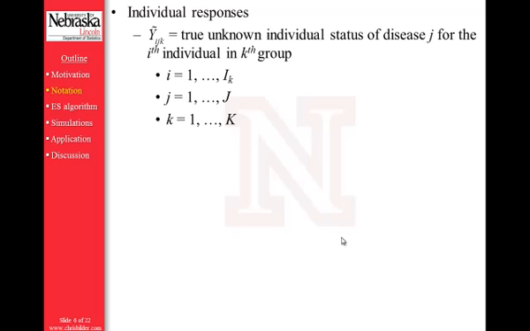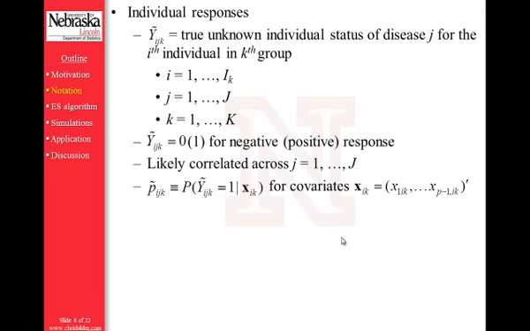Okay, so let's do some notation here. I'm going to let Y tilde be the true unknown individual status, where the subscript J corresponds to the disease of interest, where there's capital J different diseases. I corresponds to the individual, and K corresponds to the particular group, where there's capital K groups and capital I sub K individuals within each group. These Y tildes are binary, 0 for a negative, 1 for a positive response, and they're likely to be correlated across the different diseases for a particular individual.